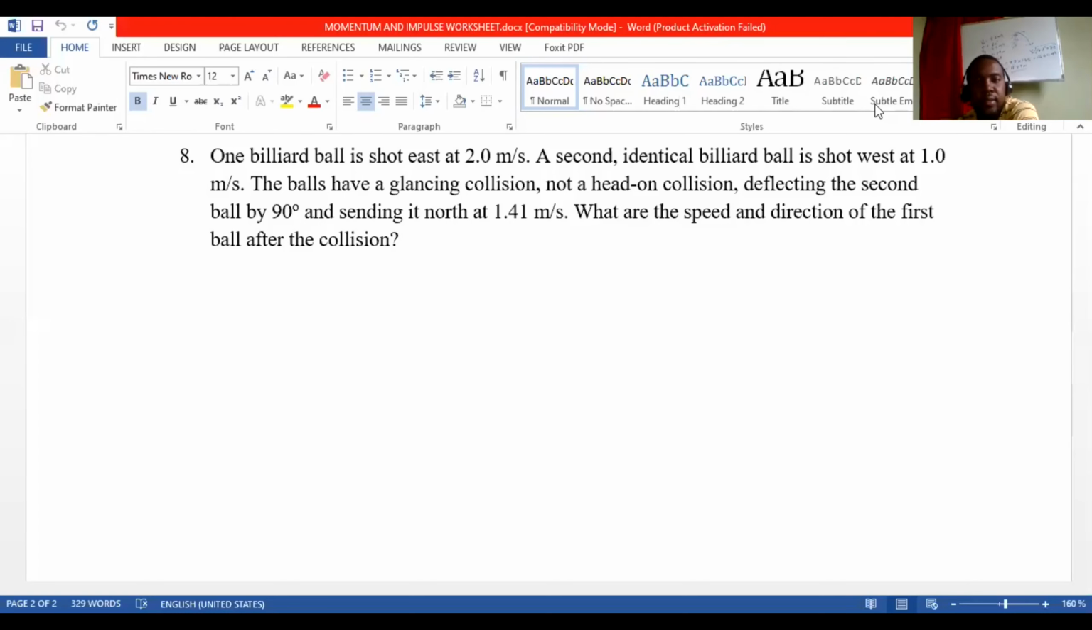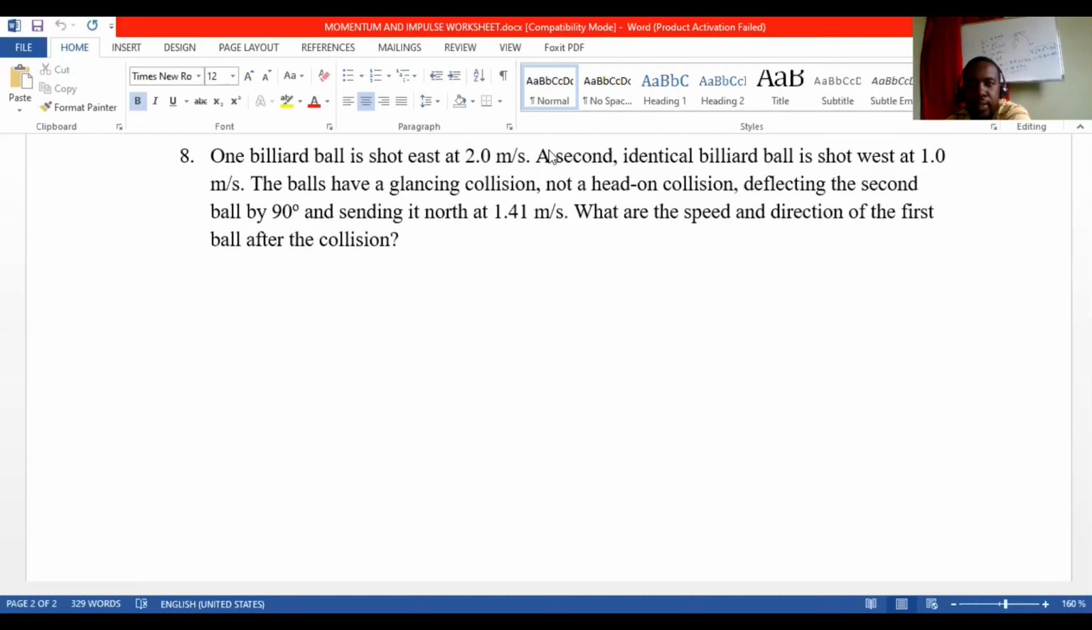All right, so let's look at this question here. It says one ball is shot east at 2 meters per second. A second identical billiard ball is shot west at 1 meter per second. The balls have a glancing collision, not a head-on collision, deflecting the second ball by 90 degrees and sending it north at 1.41 meters per second. What are the speed and direction of the first ball after collision?